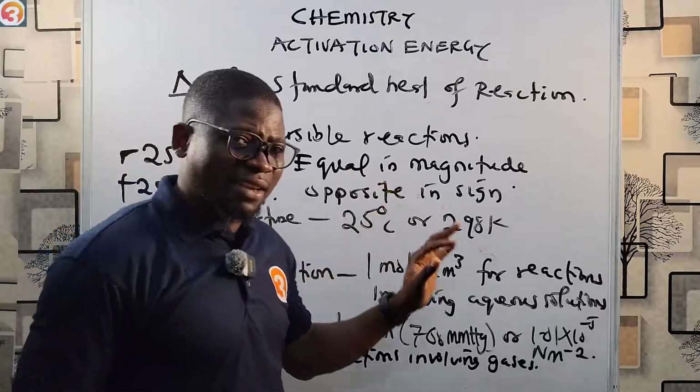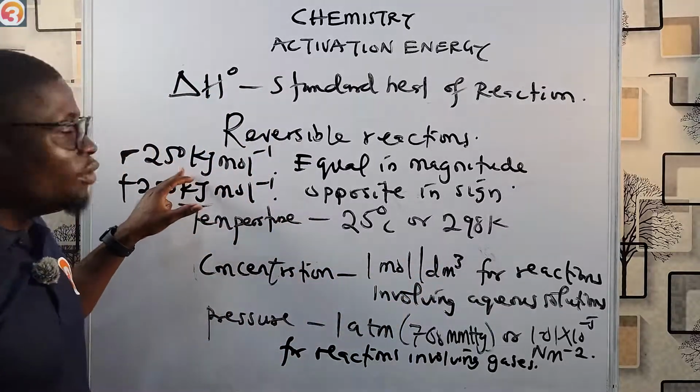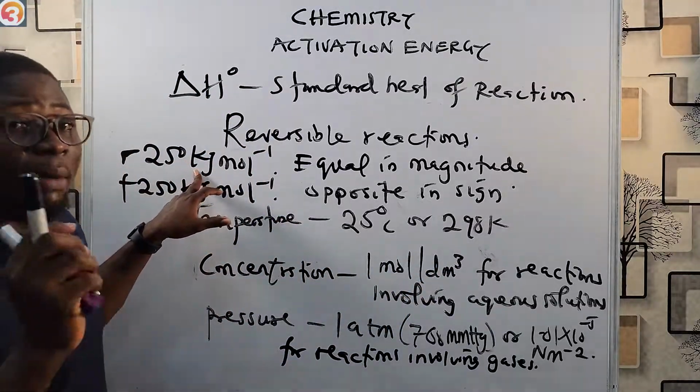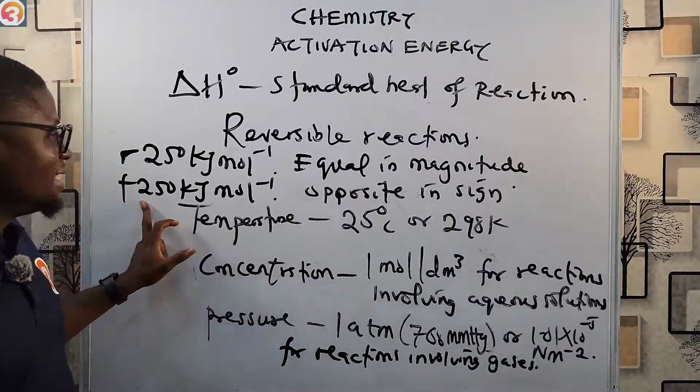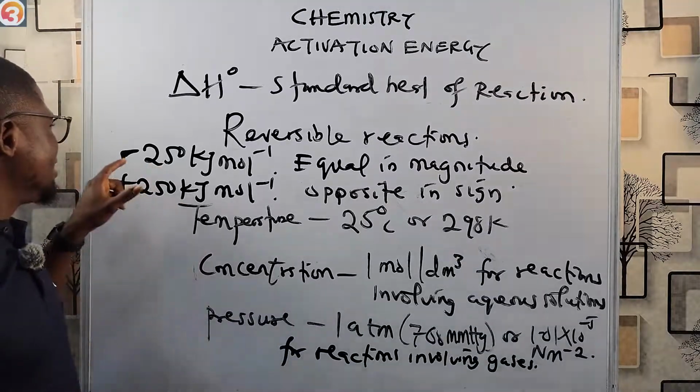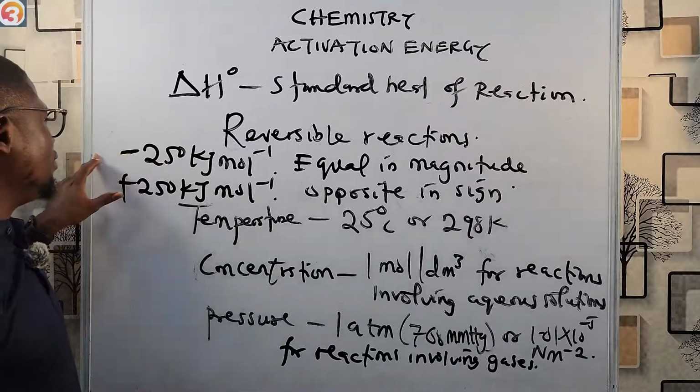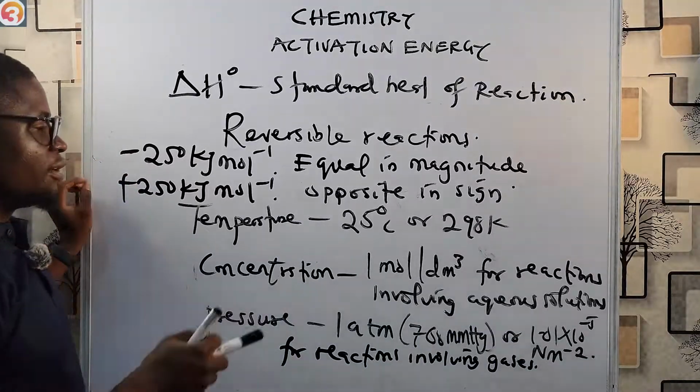So what I'm saying is that, for example, if the energy change for the forward reaction is minus 250 kilojoule per mole, the energy change for the backward reaction will be plus 250 kilojoule per mole. You can see they have the same magnitude, but they have a different sign. Okay, please take note of that.